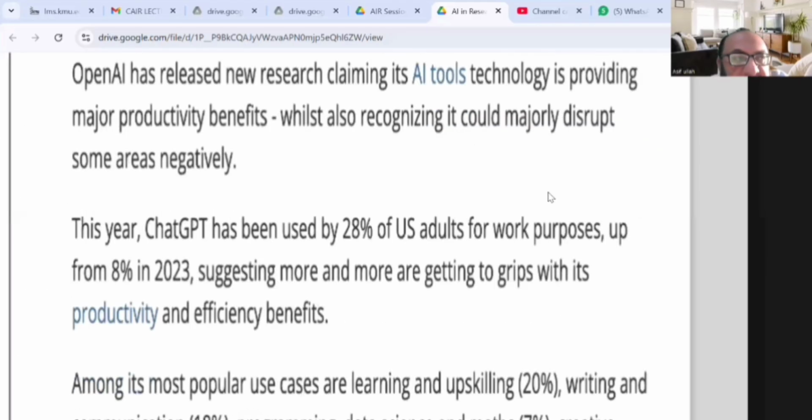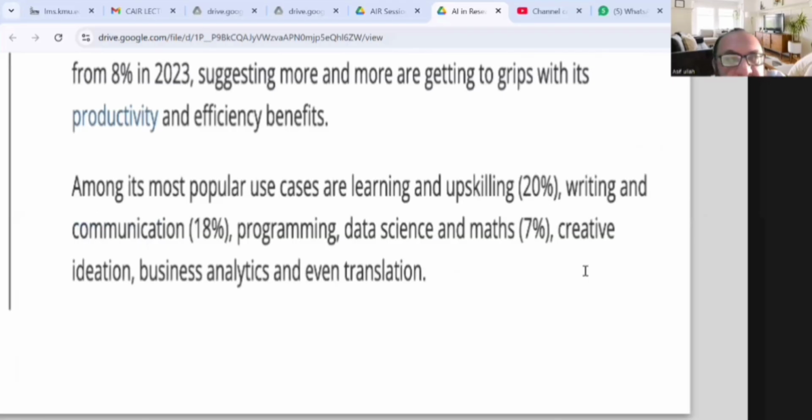So it also has a great role in learning and upskilling, writing and communication, programming, data science, and maths, creative ideation, business analytics, and even translation.